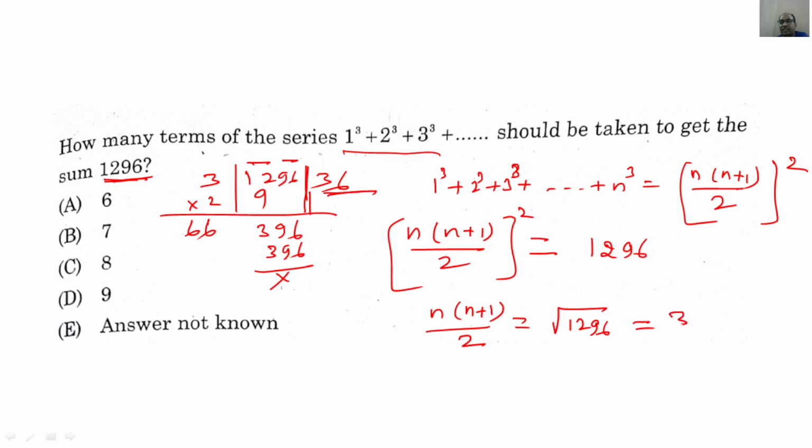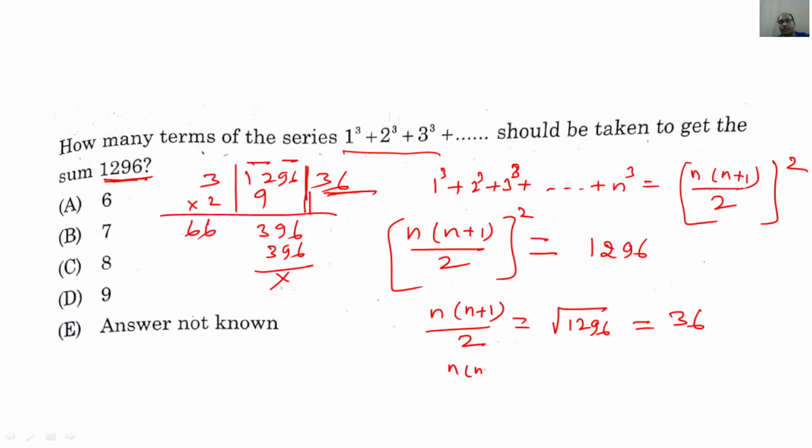It means this is 36. Of course, this is plus minus 36. We can write it as plus minus 36, but there cannot be a negative term. How many terms are there? Number of terms cannot be negative. Number of terms will always be positive. So that's why it will be written as 36 only.